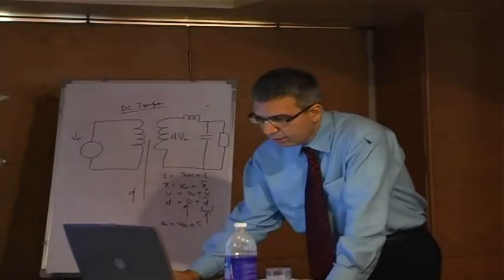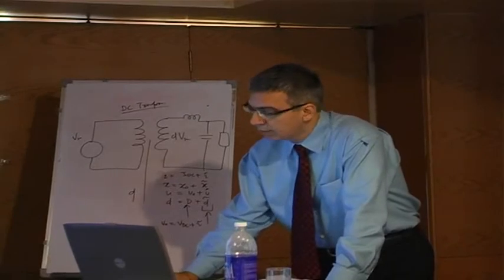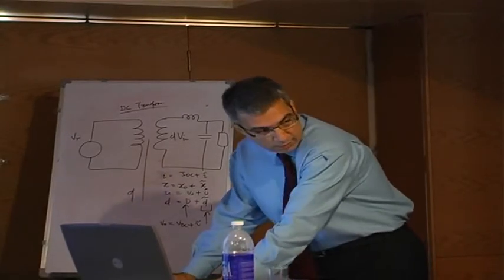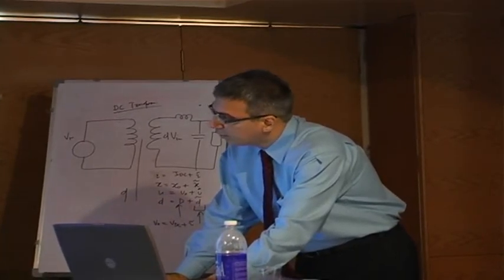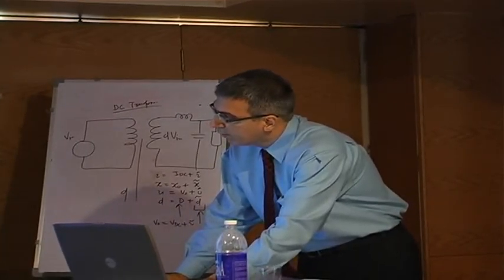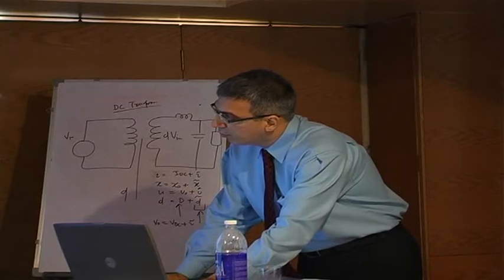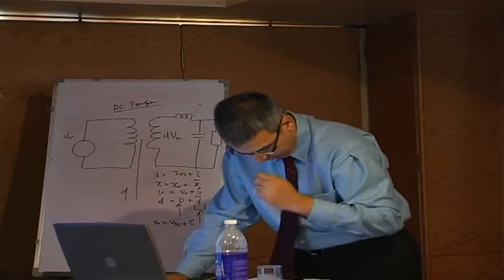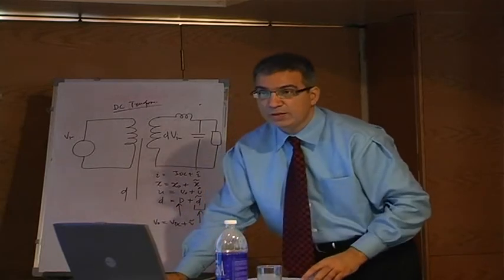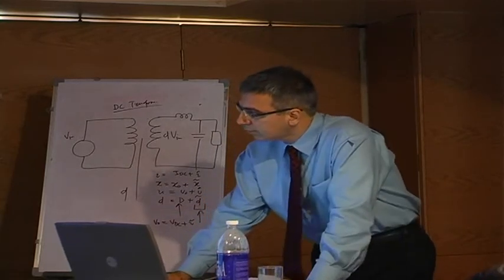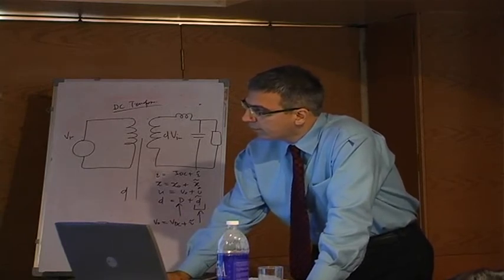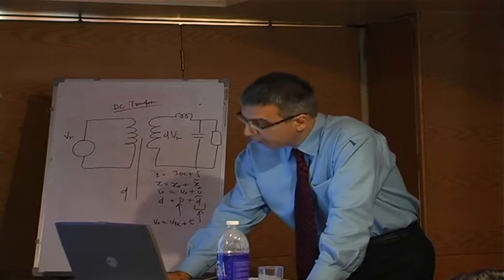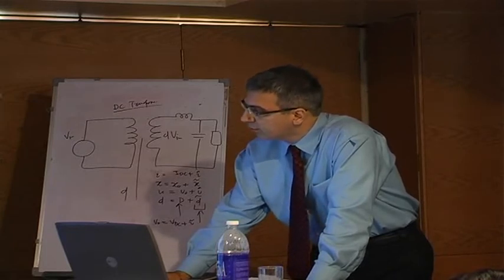There's one error in here. This really should be di by dt, and this should be dvo by dt, because when you do this, the IDC term disappears. So this really should be di by dt and dvo by dt. So you should go ahead and make that change. Then some of the DC terms fall out, and you're left with only the time varying terms.